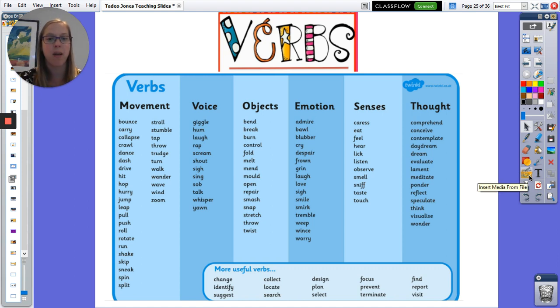So here I've got a verb mat. I have sent this to you as well, so you can either look at it on the screen while you're doing your work later, or you could print it out if you wanted a paper copy. Okay, so here is a verb mat: verbs for movement, voice, objects, emotions, senses, and thought. And then there's a few more useful verbs at the bottom. So what we want are ambitious, wow words that are chosen specifically for an effect, okay?